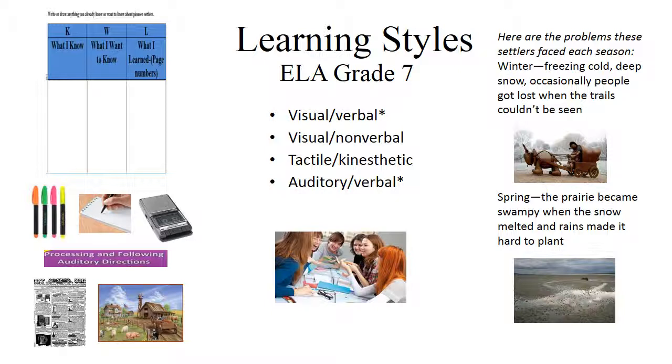Learning styles. In regard to learning styles, which are very important when you're trying to teach a lesson, you need to be cognizant of that. We're talking about the ELA grade 7 lesson plan that is attached. Here's an overview of that, on using a KWL chart to cite text evidence, of course, which is a Common Core goal and objective. The dominant learning styles that we will be talking about are visual verbal and auditory verbal.